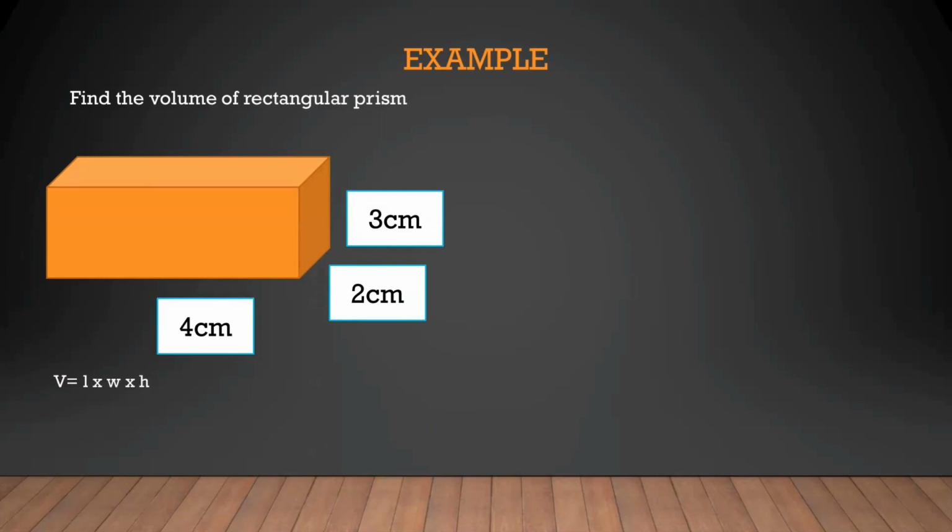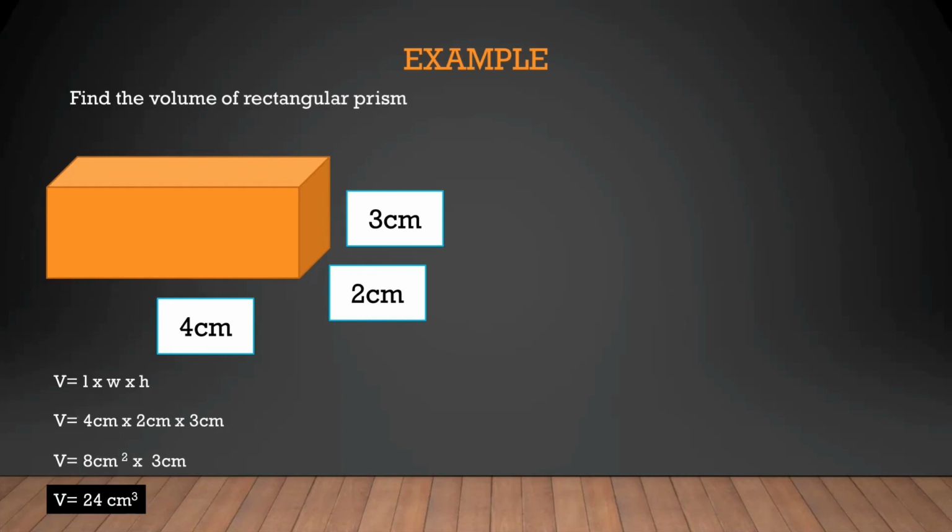So, to find the volume, we will multiply the length times width times height. So, therefore, 4 cm times 2 cm is equal to 8 square centimeter. Then, we will multiply it to 3 cm. Then, 8 times 3 is equal to 24. Then, it is now a cubic centimeter.